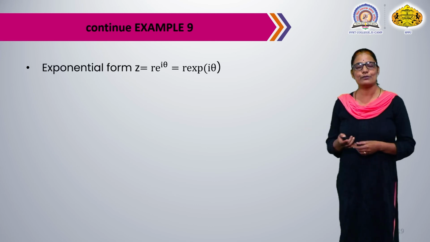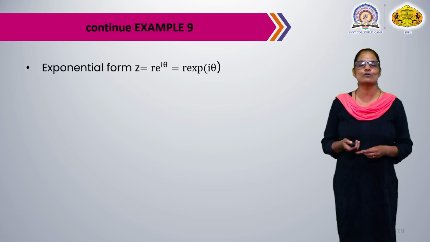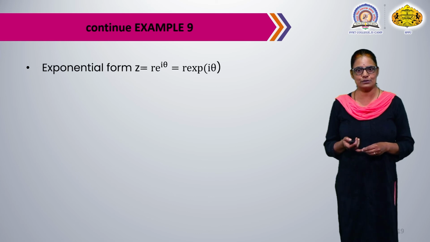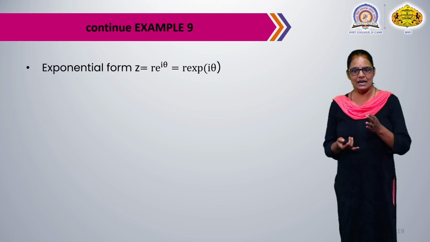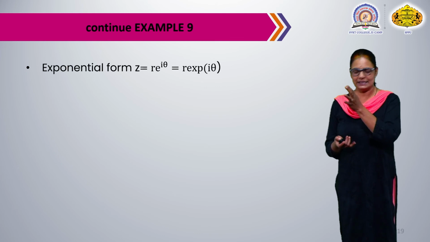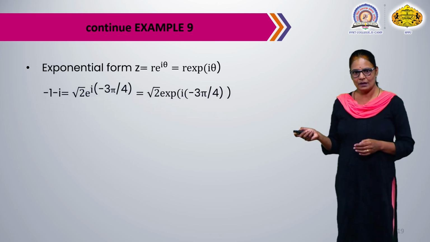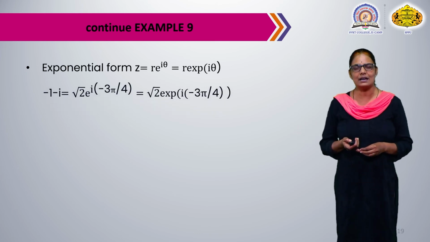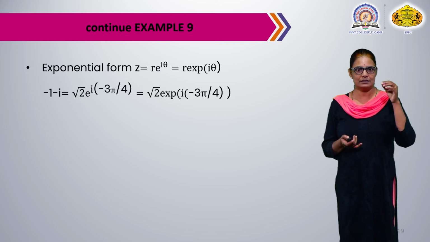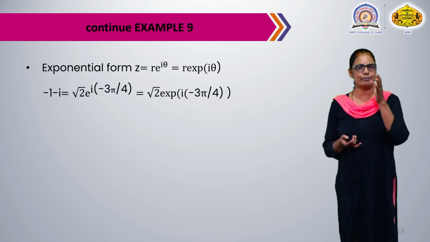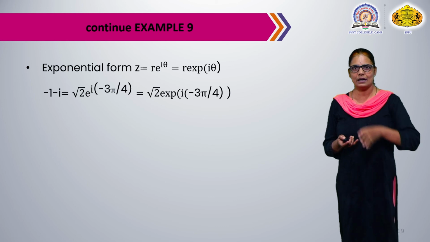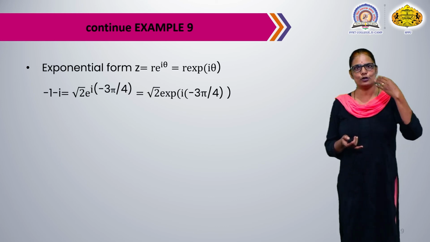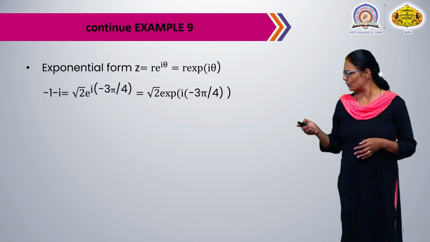So we write the exponential form of the same complex number, z equals r times e raised to i theta, that is r times exp(i theta). Put here r equals root 2 and theta equals minus 3 pi by 4, or put the principal argument, or you can put the argument of the complex number also.